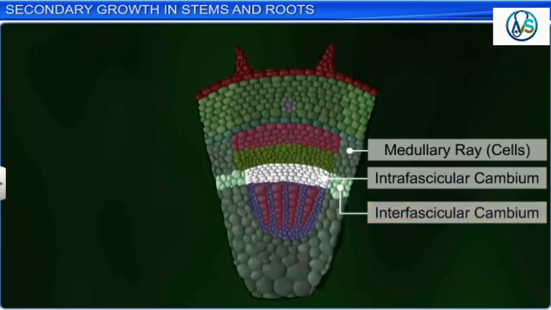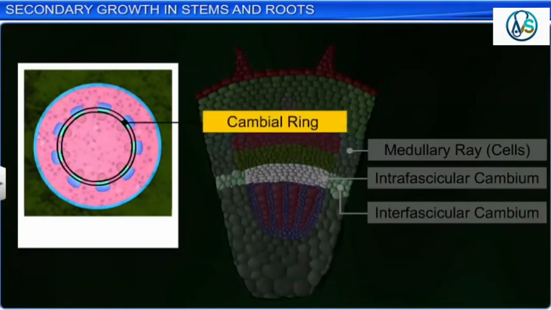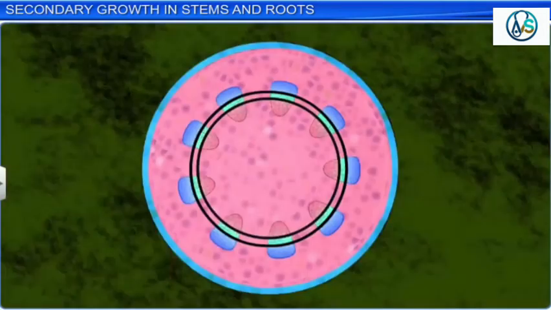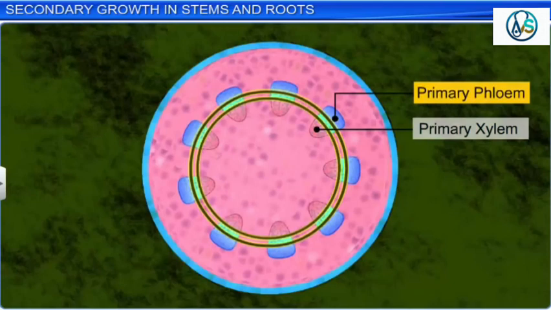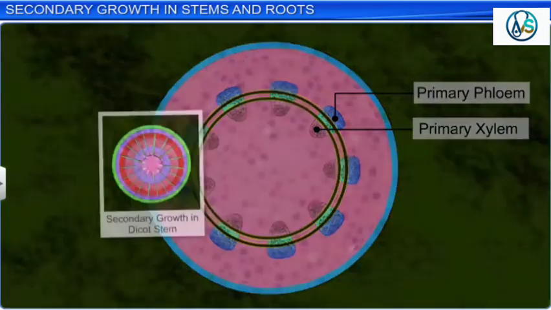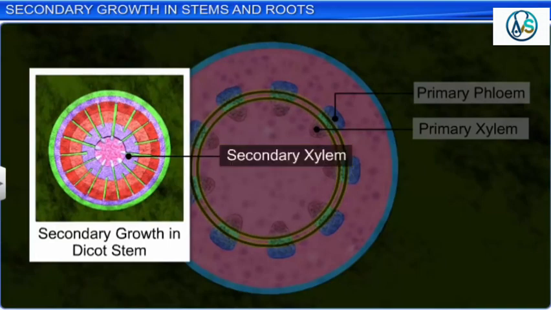Thus, the fusion of intrafascicular cambium and the interfascicular cambium results in the formation of a continuous ring of cambium or the cambial ring. At this stage, the cambial ring has primary xylem on its inner surface and primary phloem on its outer surface. Cell division takes place on both the sides of the cambial ring and results in the formation of secondary xylem on the inner surface and secondary phloem on the outer surface.